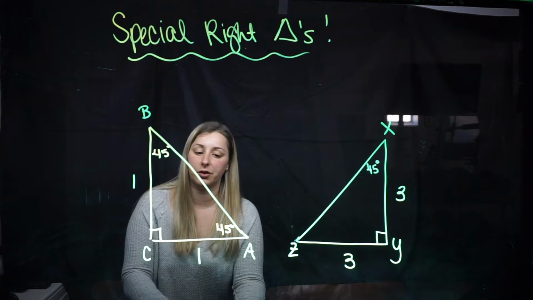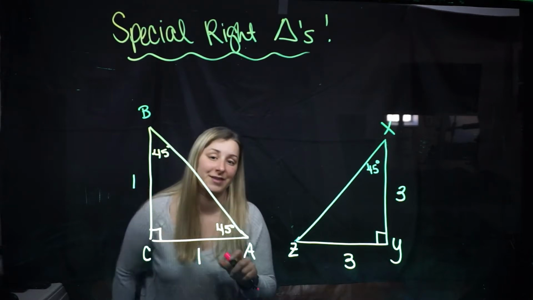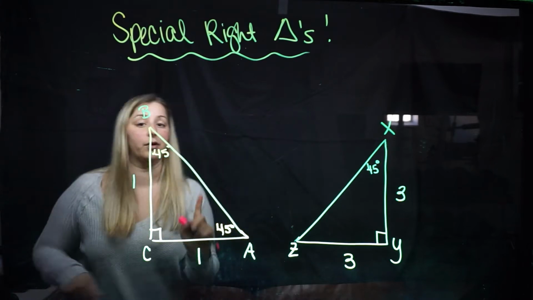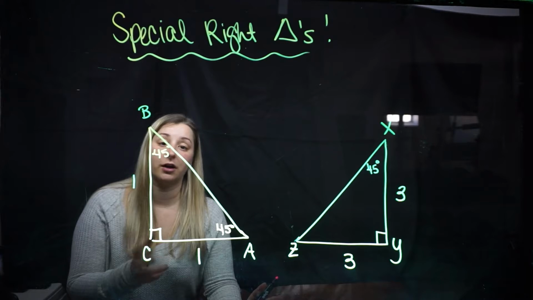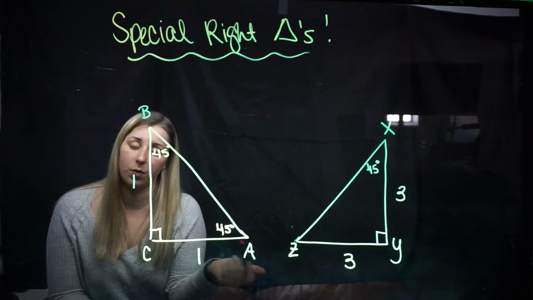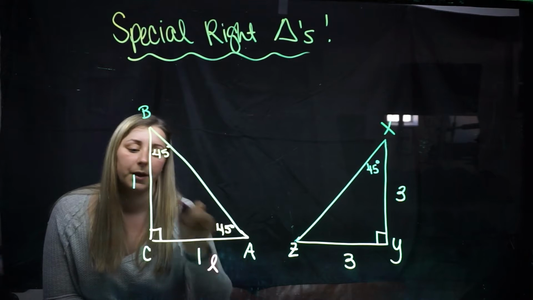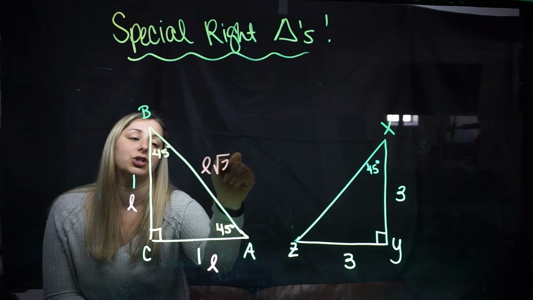So if we look at the very first triangle here, remember, we noticed that this is a 45, 45, 90 triangle. So that's our first special type of right triangle. I'm going to put the labels on the triangle that we used in the first example. Remember, the legs are the same, and they are 1 and 1. I'm going to label that as L. So we know L and L, which means our hypotenuse here is L rad 2.